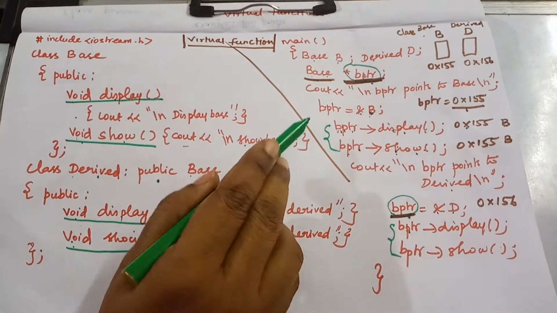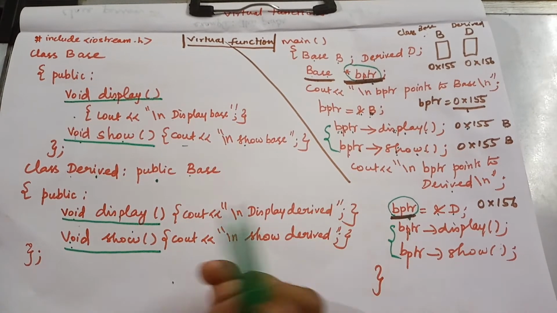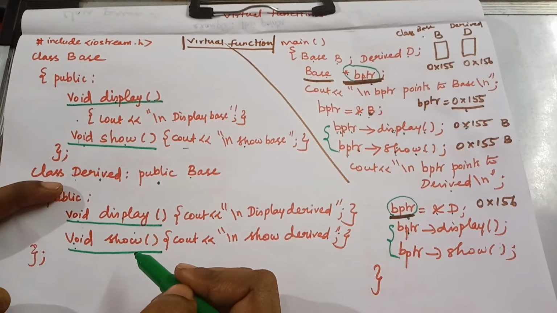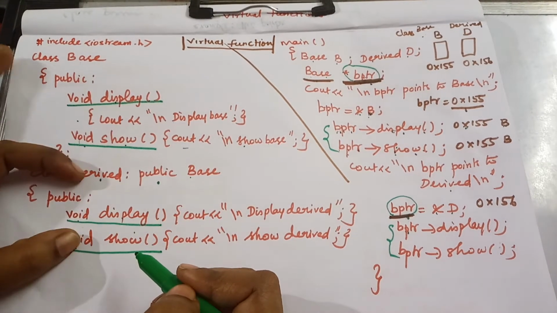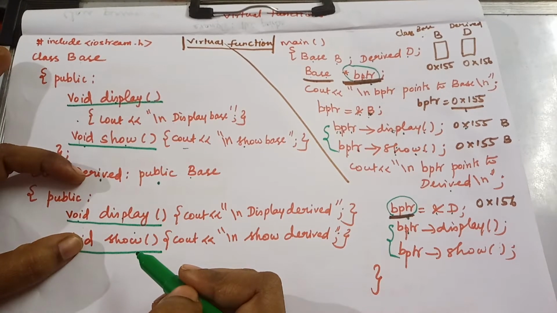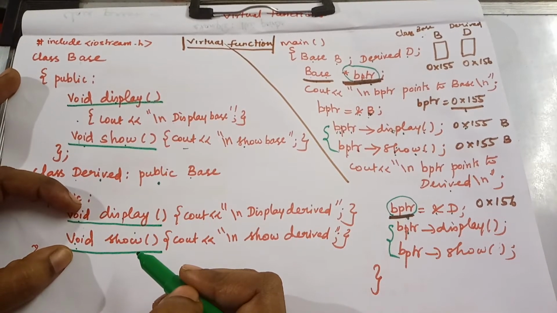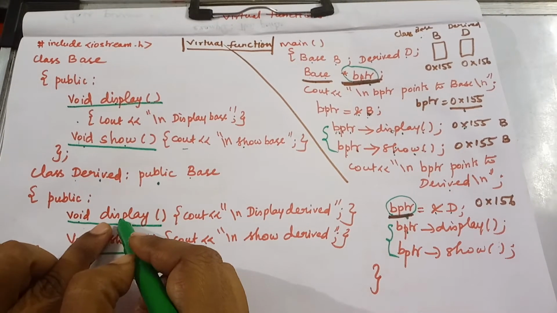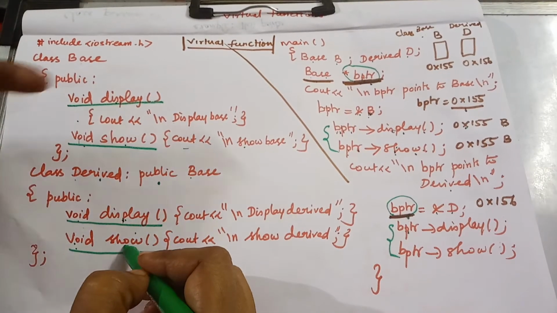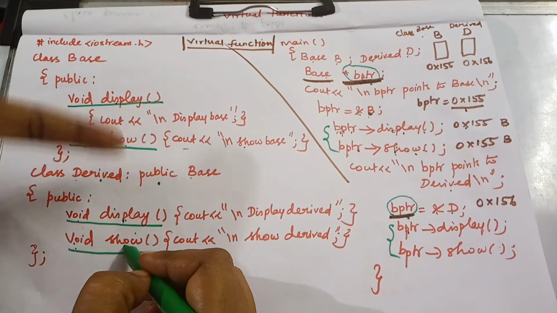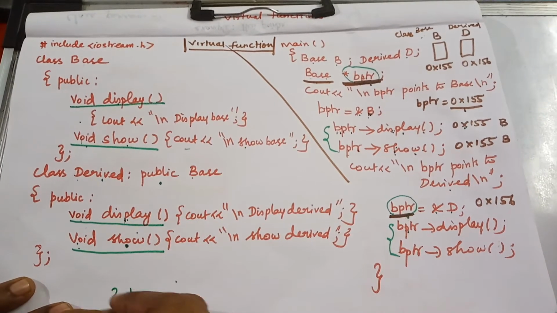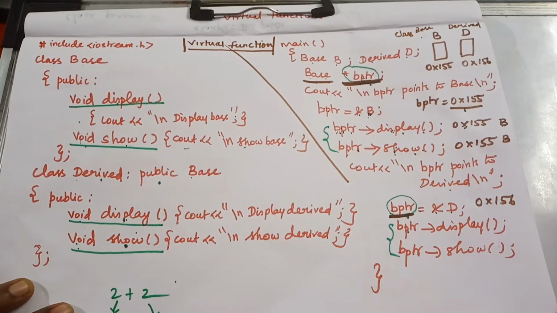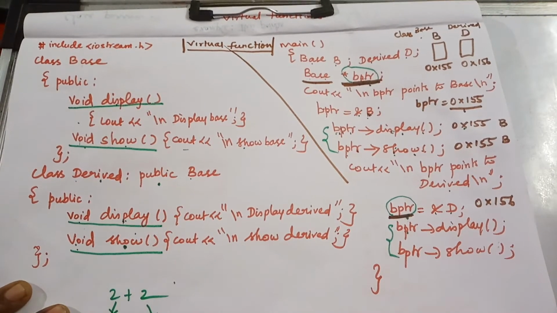So when you are executing this program, how will the compiler identify the member functions, as the derived class consists of the base class also. So the derived class consists of derived class characteristics plus base class characteristics. That means the derived class consists of this display and show, and these two are also derived here. So it consists of 2 plus 2 member functions. Clear? So 2 are from the derived class, 2 are from the base. So how does the compiler identify this?